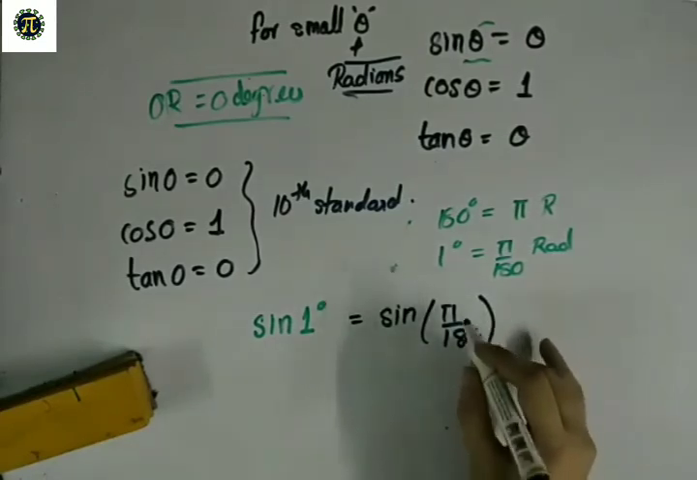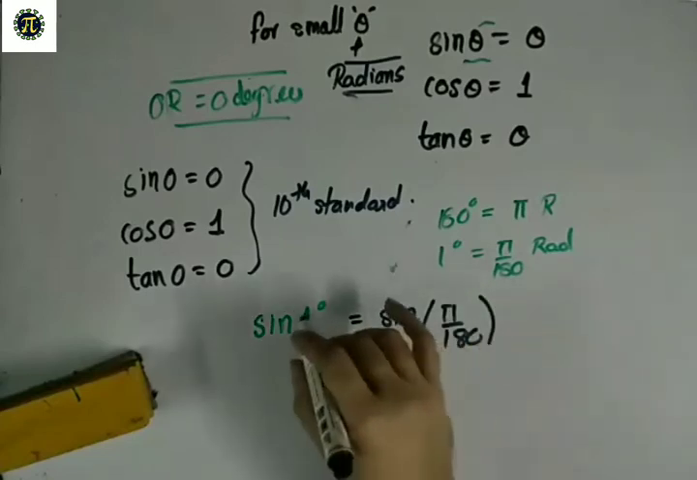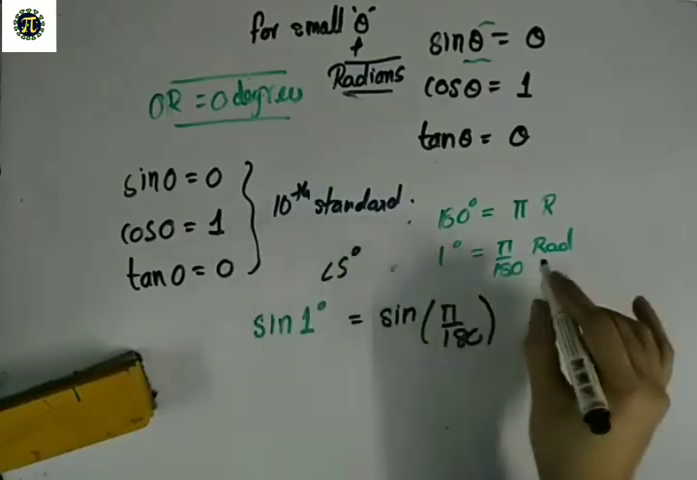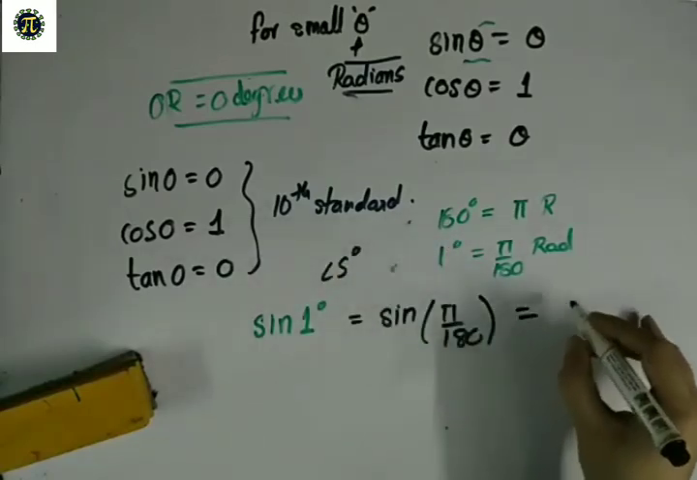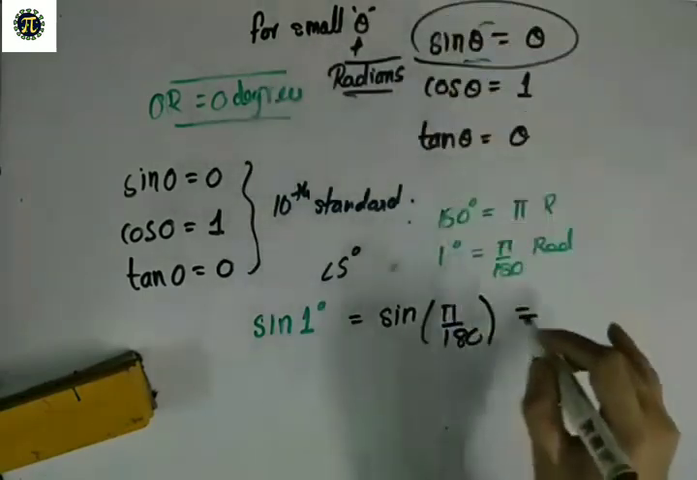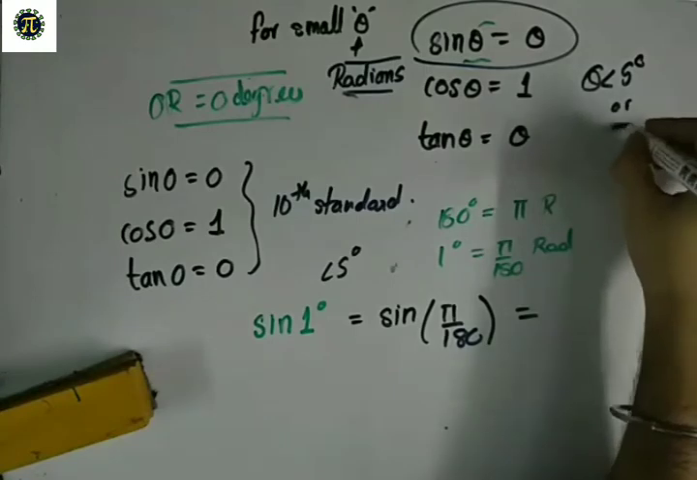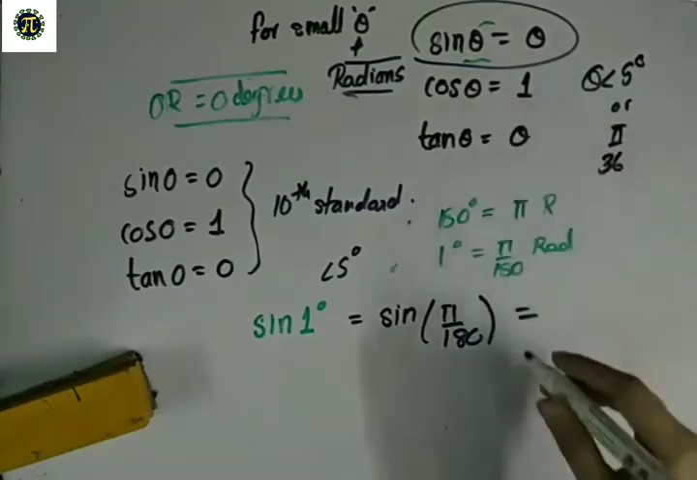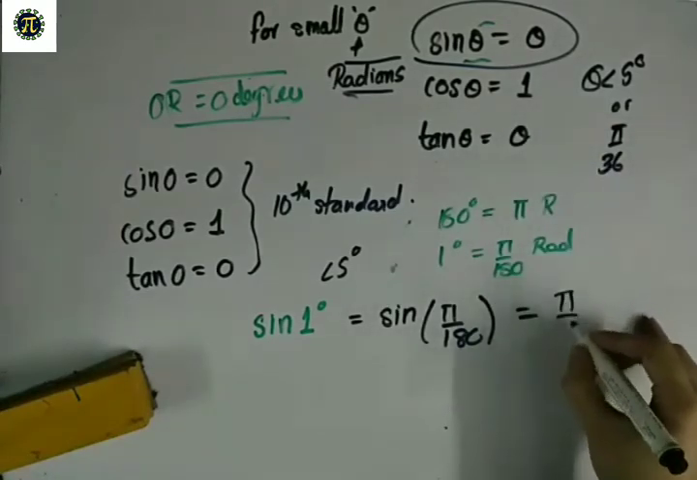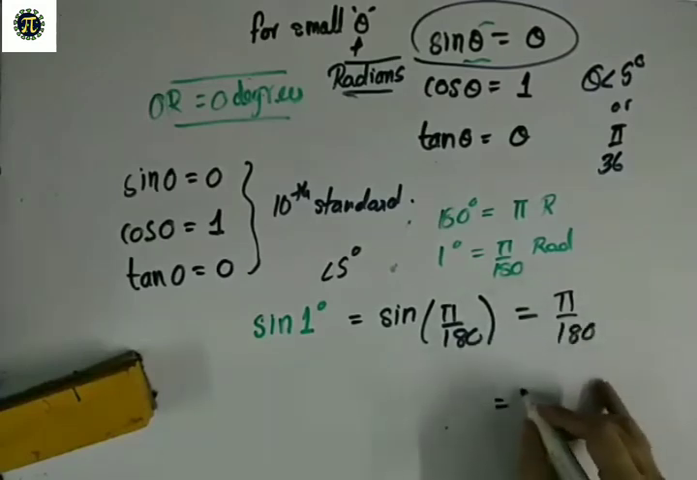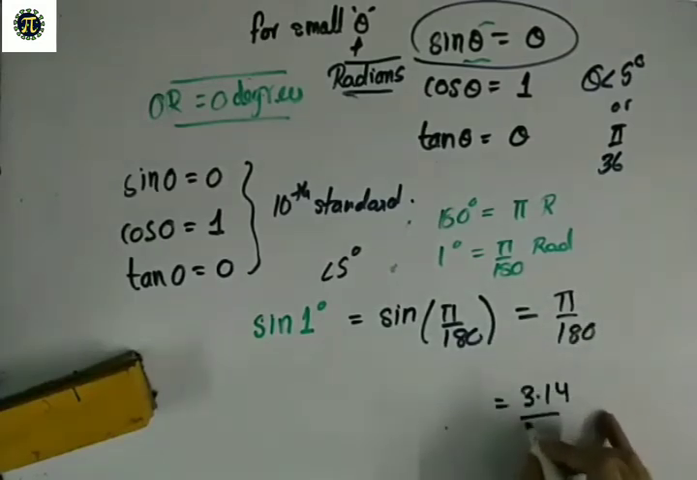This angle is smaller than pi by 36. This is smaller than 5 degrees, right? With this approximation, theta should be smaller than 5 degrees or pi by 36. With this approximation, I can say this answer is pi by 180, and that is approximately 3.14 by 180.